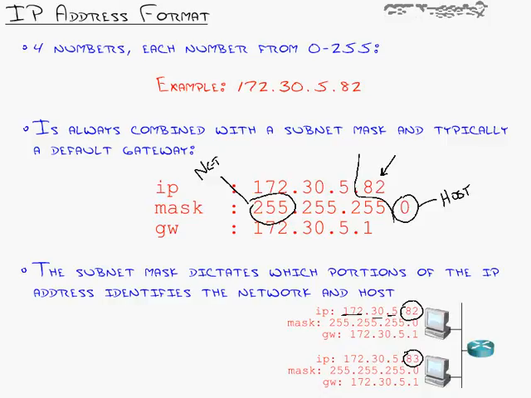Meaning, if I were to change something here, and I said, you know what? I don't want this guy on the bottom to be 172.30.5.83. I want him to be 172.31.5.83. Just like that, this host and this host can no longer communicate. They are completely cut off from communicating because they believe that they are on different networks.